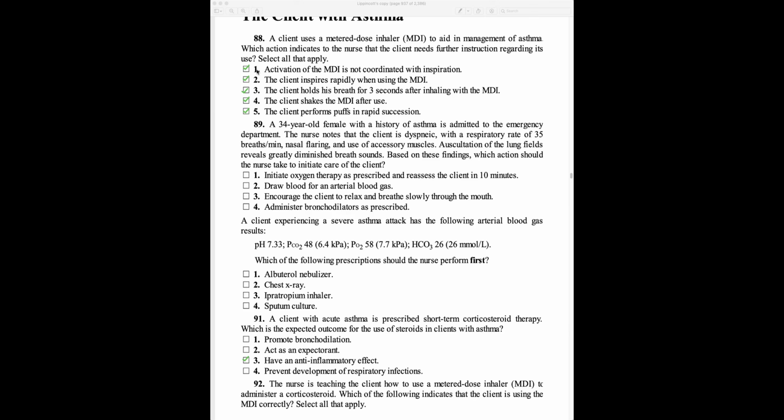The client holds their breath for 3 seconds. No, you want to hold your breath for 10 seconds. You shake the metered dose inhaler after use? No, you want to shake the metered dose inhaler before you use it. And then performing the puffs in rapid succession? No, you want to wait 1 to 2 minutes before doing the next puff. Okay. All right. So that was that one.